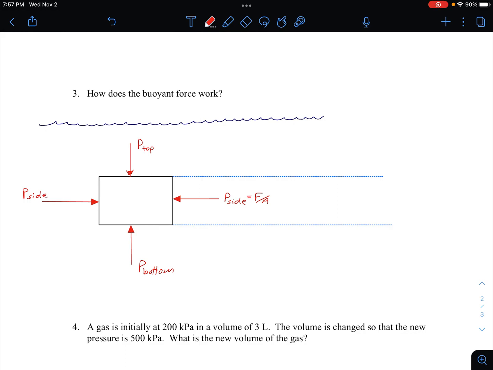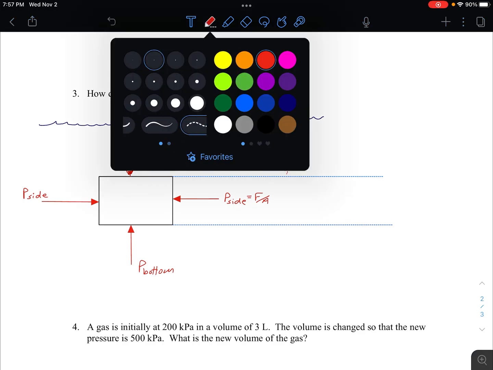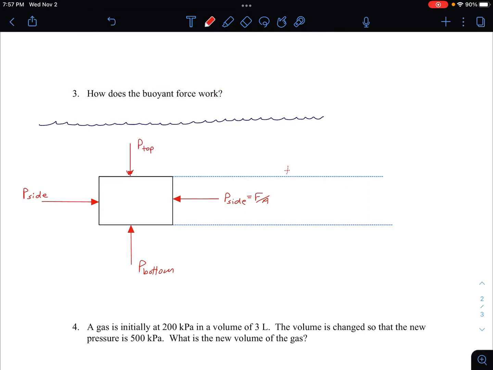So we'll call this the top depth. And then down here we have the bottom depth. Notice that the top depth is not as deep as the bottom depth. That might be obvious, right? But how does that affect the pressures? What does that mean about the top pressure and the bottom pressure?